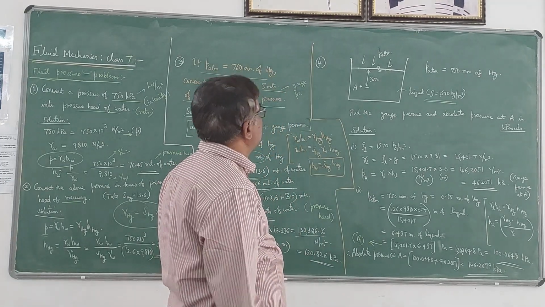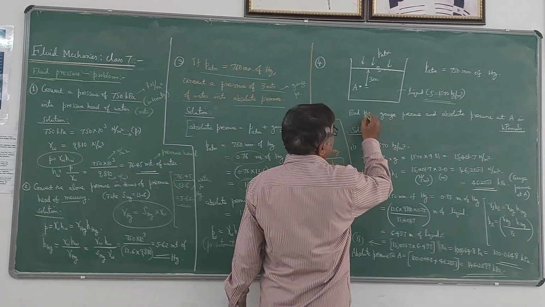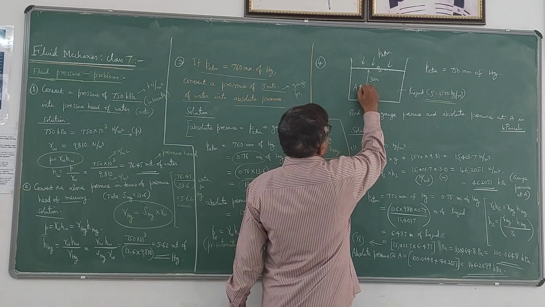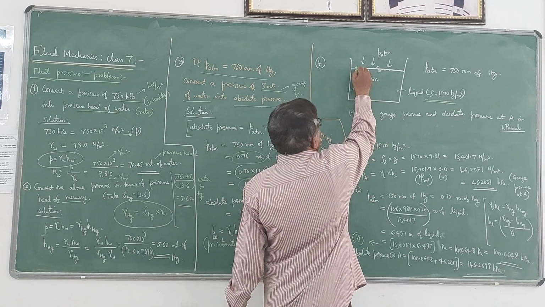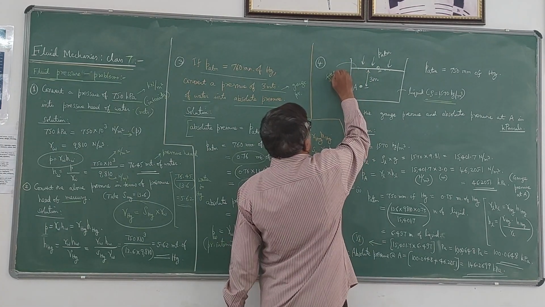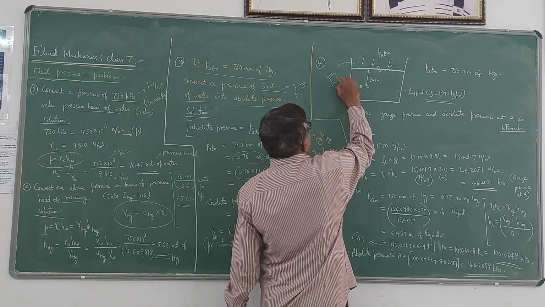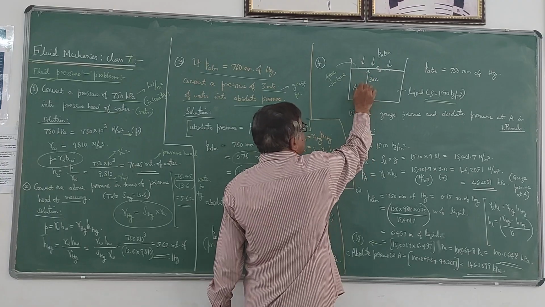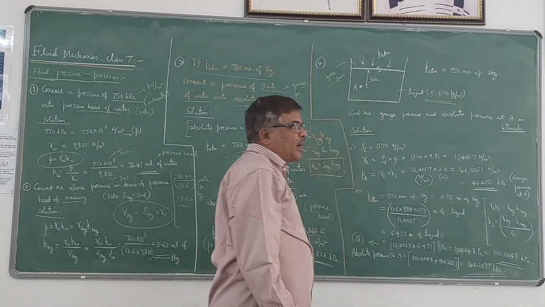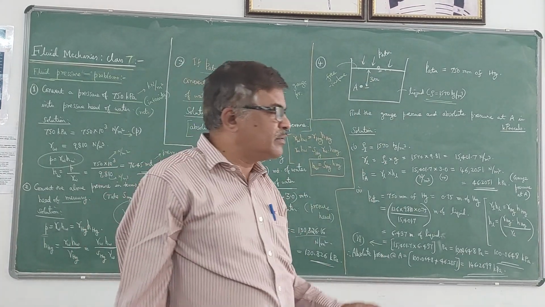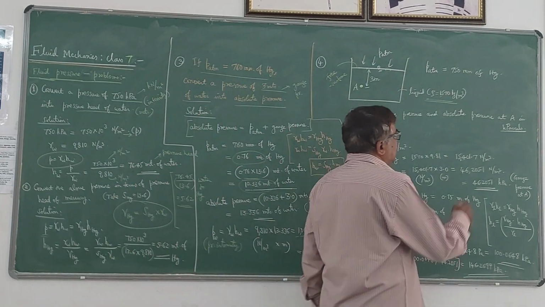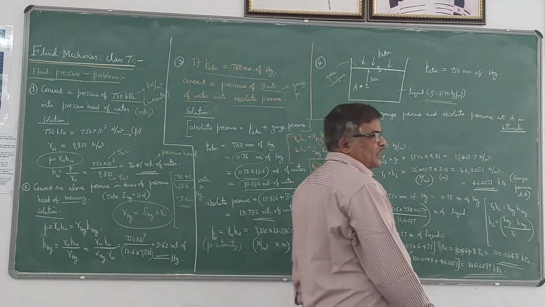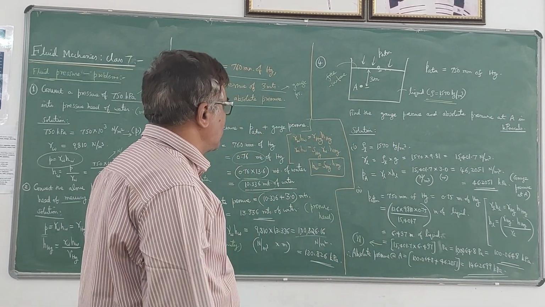What he has asked is, what are the gauge pressure and absolute pressure at a point A, which is at a depth of 3 meters from the free surface. Actually, this is the free surface, so depth is measured from the free surface. So what is the absolute pressure and gauge pressure at point A, which is 3 meters below the free surface? That is the question, and we need the value in kilopascals, that is, kilonewton per meter square.